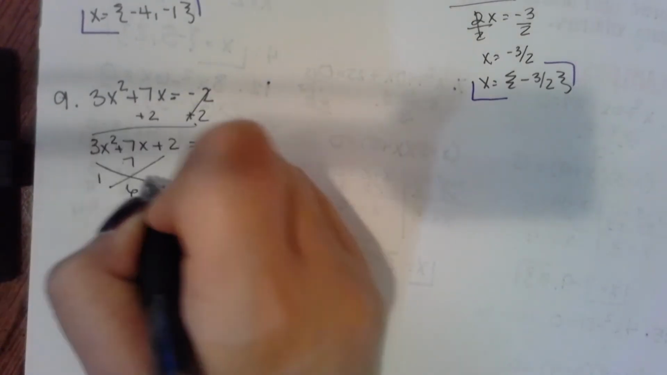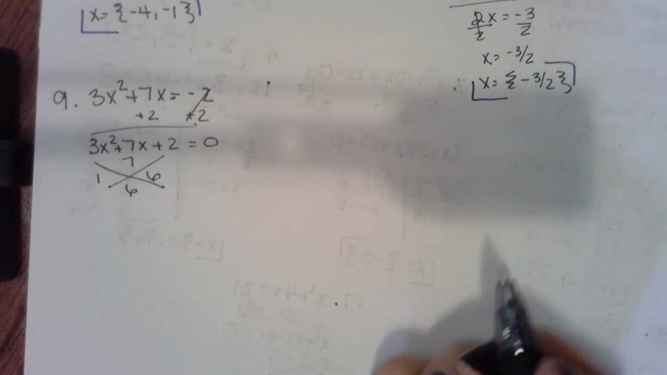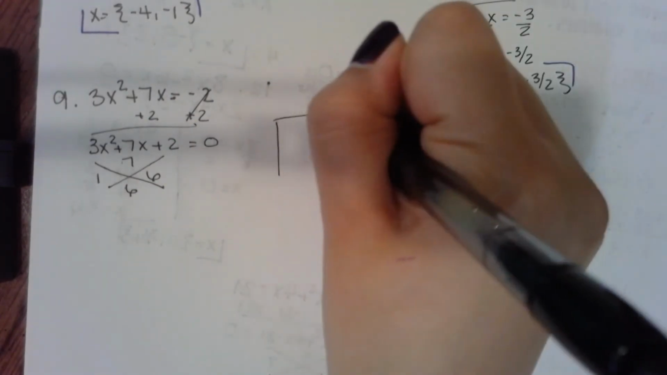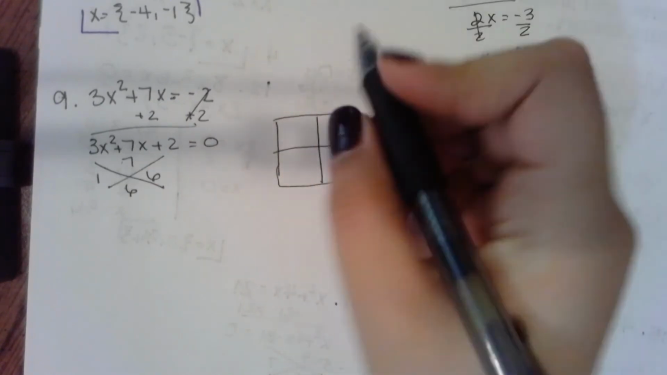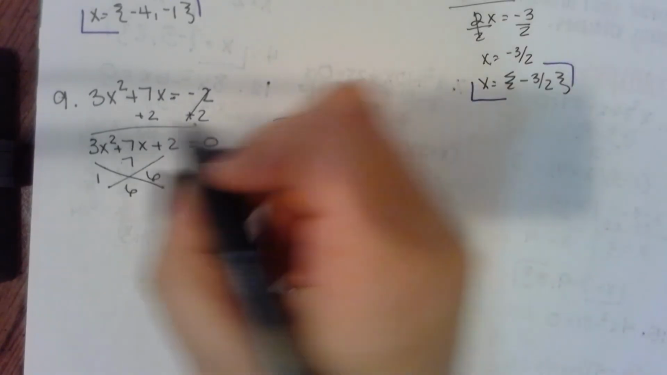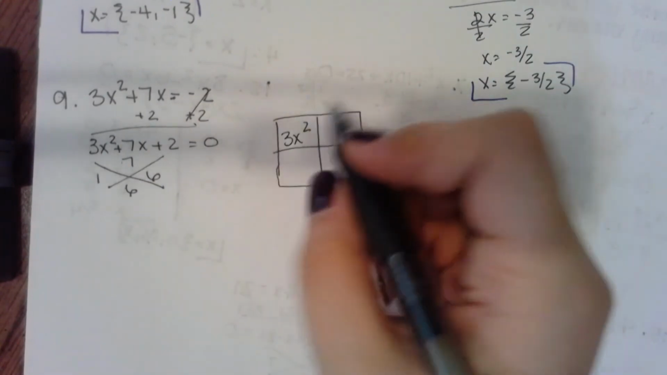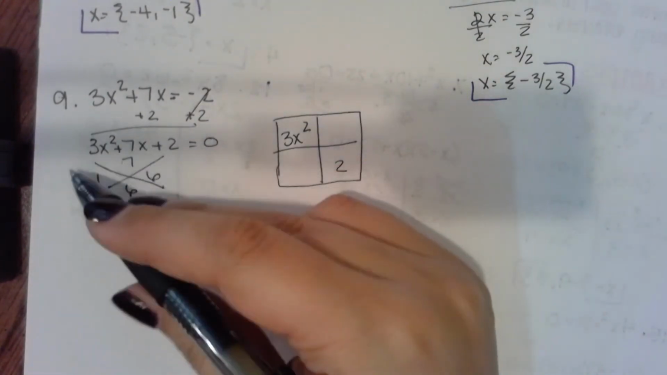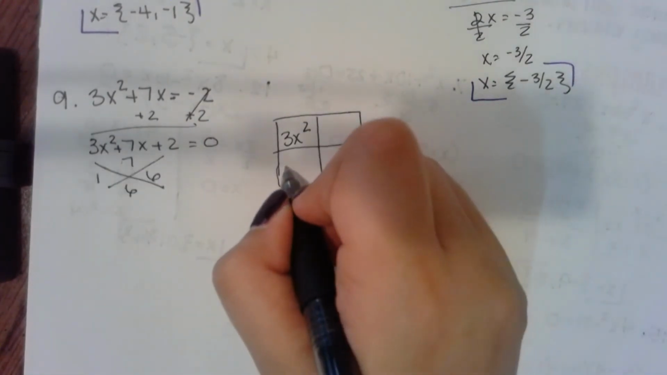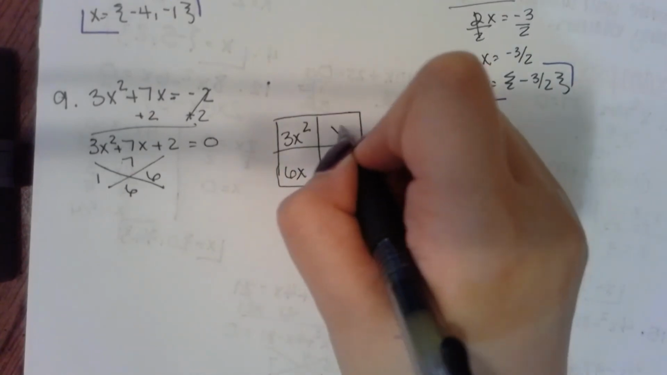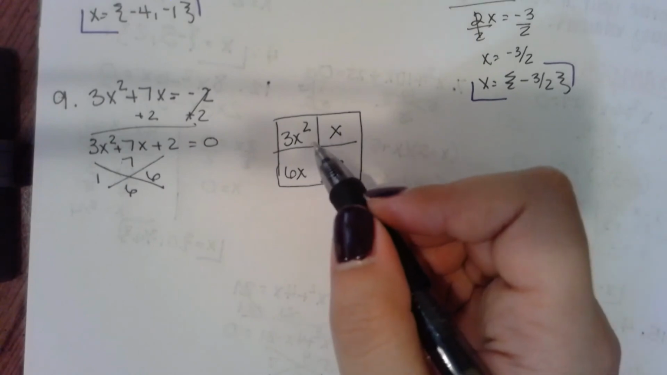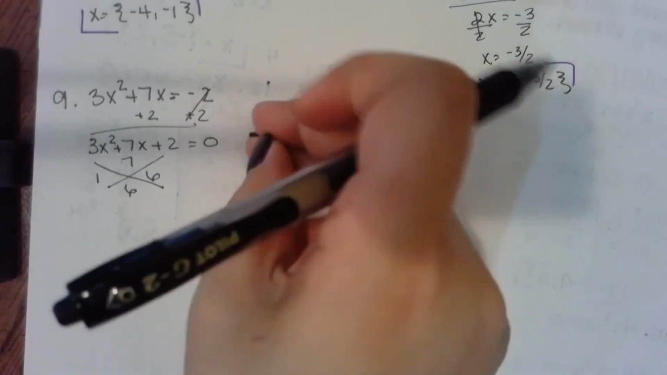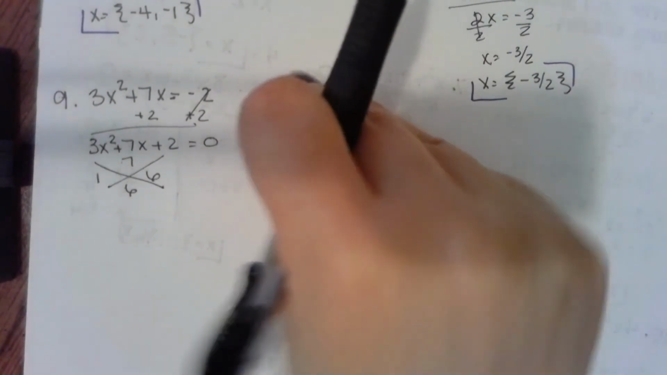So then drawing your box, place 3x squared in the top left, and then place positive 2 in the bottom right, and then place 1x and 6x somewhere. I'm going to place the 6x over here and then the 1x over here. You could have placed the 1x over here and the 6x over here. It's going to give you the same exact factors. It might just give you the factor I'm about to get on top on the side, but in the end they're going to be the same.